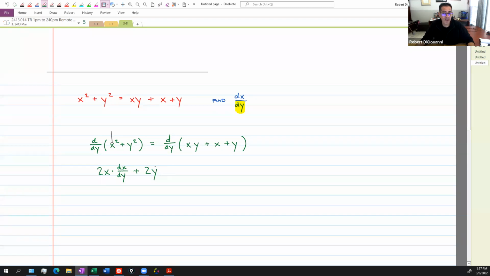Just 2y. James is actually still doing the same thing, bringing the 2 out, doing y to the first power. But then when James is doing the derivative of y, it's with respect to y, right? So it's dy dy, which is 1. So we just leave it as 2y. Is that clear to everyone? In this case, when you take the derivative of x, you get dx dy, and when you take the derivative of y, you get 1. It all depends on what you're differentiating with respect to, and that is dictated by what's down here.